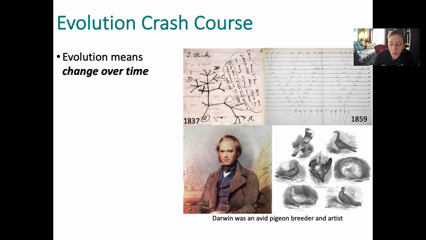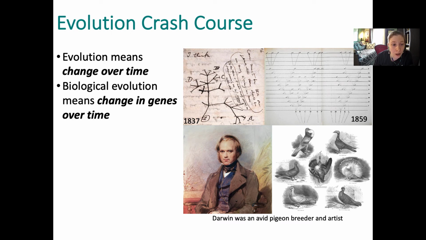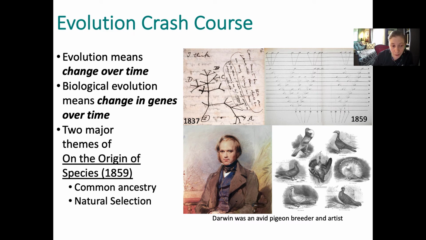When we're talking about evolution in a biological context, we need to define that a little bit further. Here, biological evolution means change in genes over time. So how do allele frequencies change from one generation to the next? Darwin was really interested in this, even though he didn't have a good concept of genes. He knew there was something heritable, but he didn't know what it was.